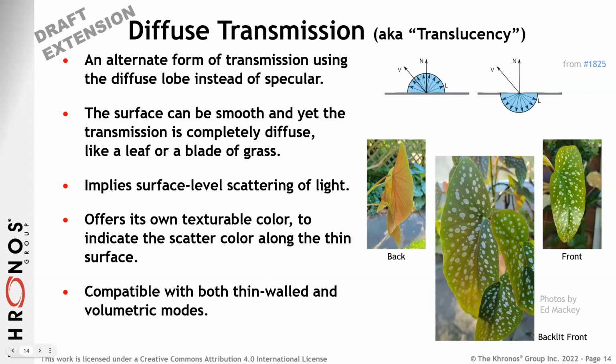And so it can be used for something like a leaf, a blade of grass, any sort of thin material that completely scatters the light on its way through, even if the surface of that leaf might have smooth and rough patches. The light being transmitted through is always completely blurred because it's the diffuse lobe coming through.